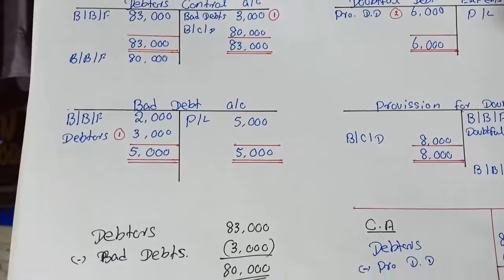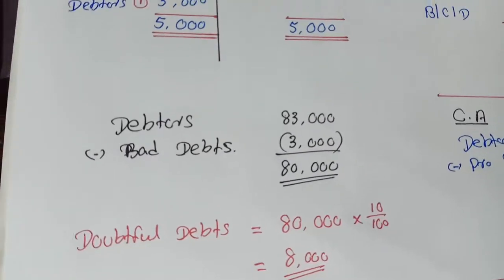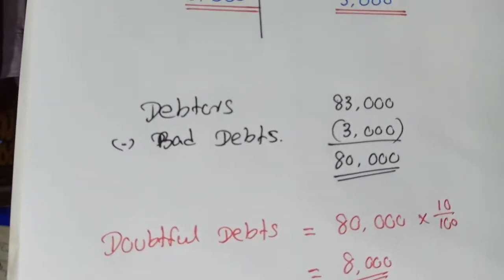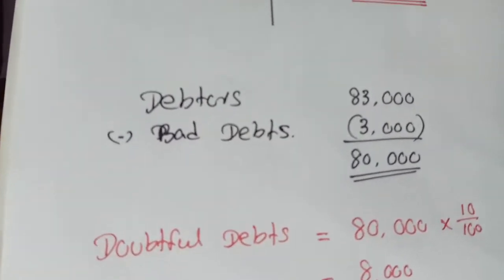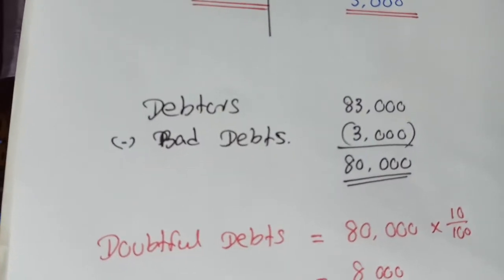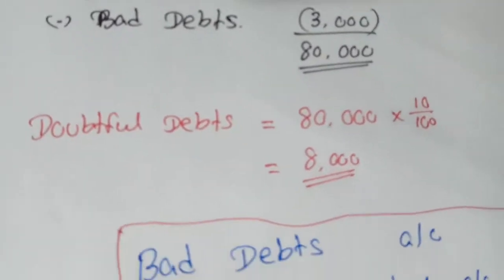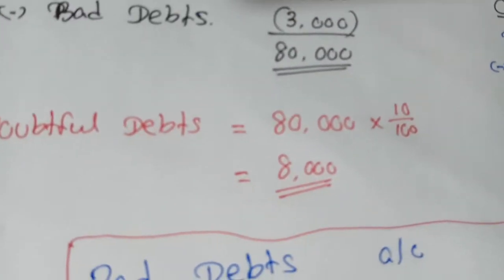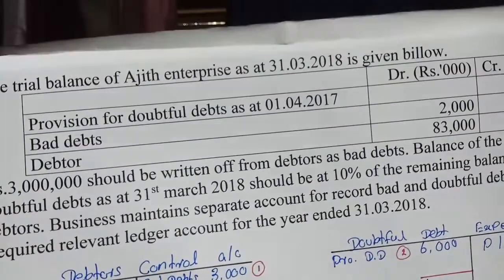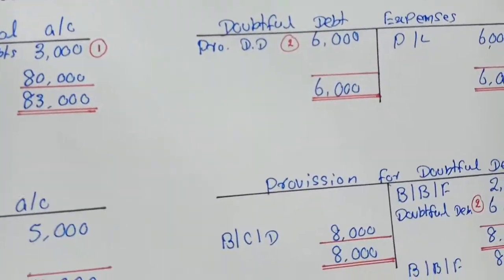And doubtful debts should be calculated based on the remaining debtor balance. Debtors included in the trial balance 83,000 minus 3,000 bad debts, then the remaining debtor balance equals 80,000. We only have to deduct the bad debts included in the additional information, not the trial balance. Therefore, the remaining debtor balance 80,000 into 10% equals 8,000. That is the doubtful debts value. But now there is a balance in the trial balance as a provision for doubtful debts. Therefore, it should be included as a balance brought forward on the credit side.